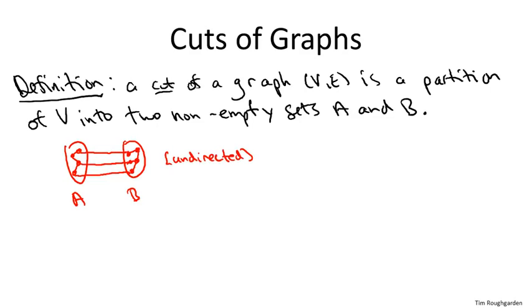The picture for directed graphs is similar. You would again have an A and you'd again have a B. You'd have directed edges with both endpoints in A, directed edges with both endpoints in B.